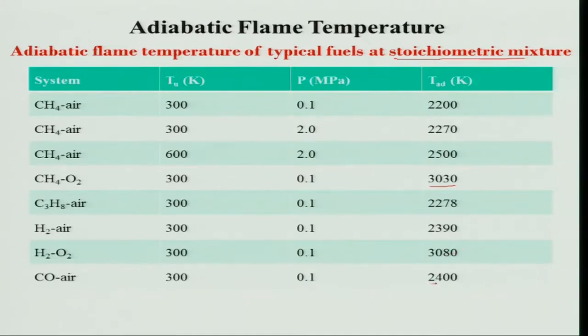And CO air is having 2400. This is quite interesting, how come it has a higher temperature as compared to the hydrocarbons, particularly CO air. People still have to resolve that, and keep in mind that this is an interesting thing. So, what you can learn from here is that adiabatic temperature depends on pressure, on the inlet temperature, and also on the type of oxidizer or fuel you are using, except hydrocarbon air, which will be almost in the range of 2000 to 2300 Kelvin.